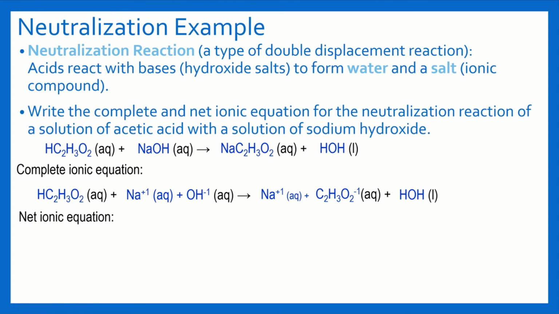Okay, the net ionic part now. We want to eliminate our spectator ions. Well, acetic acid started off as HC2H3O2. I don't see that anywhere on the right, so that must mean it's a part of the reaction. We'll keep it. Sodium ion and sodium ion. Sodium did not react here, so we will eliminate it as a spectator ion. That brings us to the hydroxide ion. The hydroxide ion is OH-1 over on this side, but it's water over here. So it did change, so we'll keep it.